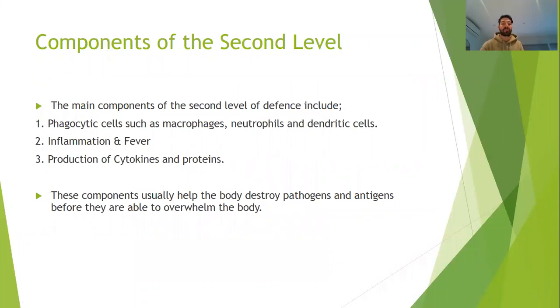So the main components you need to know are the phagocytic cells, which we know from when we looked at the components earlier, are just cells that are able to do phagocytosis. We're looking a little bit at inflammation and fever, and then cytokines and proteins. So usually this second level is then enough to actually beat off most pathogens and antigens.